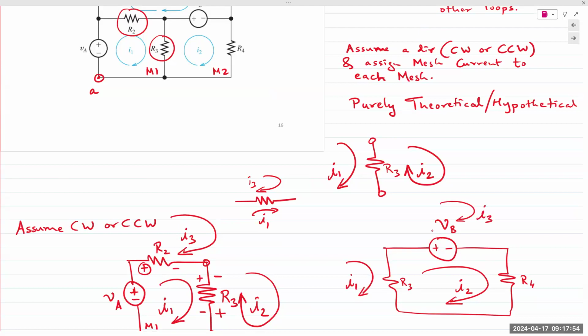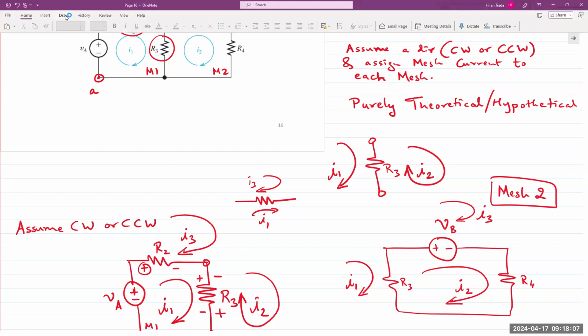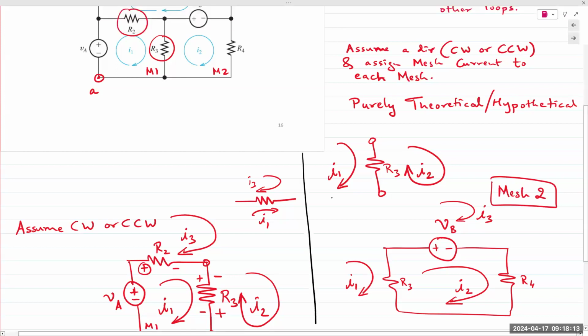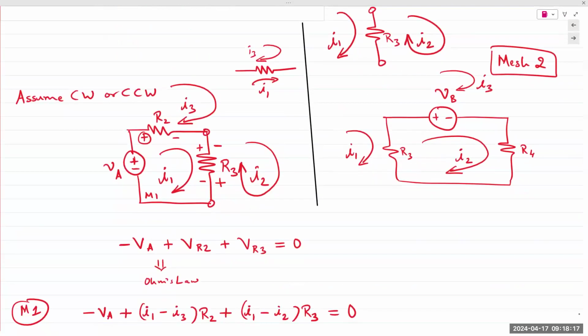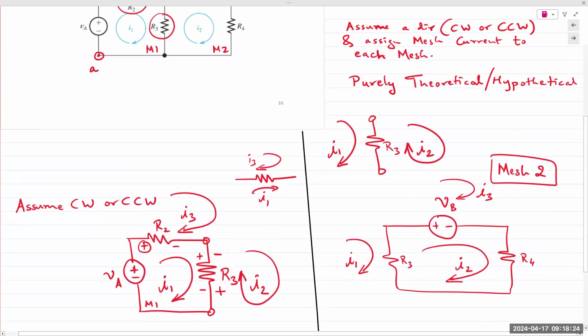Whether we draw out I3 or not doesn't really matter. It makes no difference to the circuit, for mesh 2 at least. So this is mesh 2. Let me draw out a border between the two. Okay. So what do we see in mesh 2?